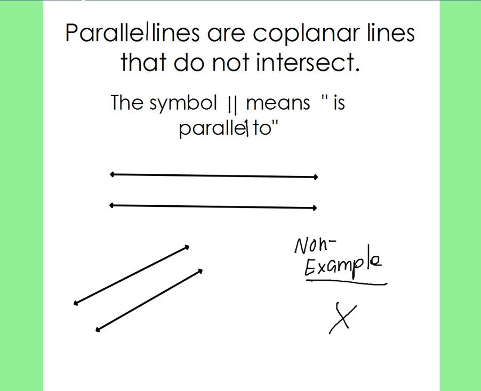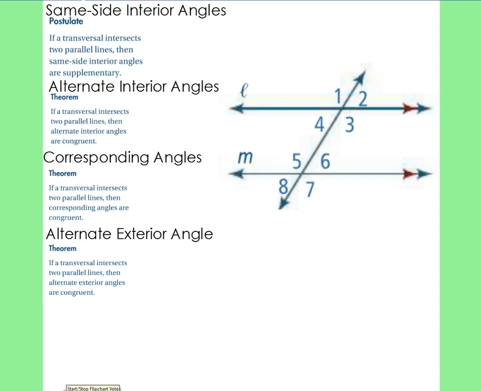Okay, so we are going to look where my 2 lines that are intersected by the transversal are parallel. Alright, so in this case, L and M are parallel. So L is parallel to M. Right? That's what these little arrows mean. They mean parallel. So L is parallel to M. Once again, I have my 4 kind of pairings, but this time we have a postulate and 3 theorems.